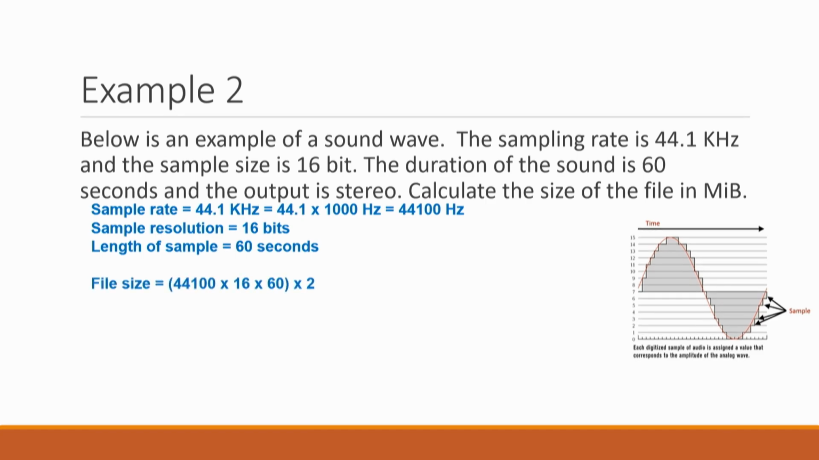File size will therefore be obtained by calculating 44,100 times 16 times 60 times 2. That gives us 84,672,000 bits, which we then divide by 8 to convert into bytes. If we want to convert into megabytes, we divide by 1024 to the power of 2. That makes 10.09 megabytes.